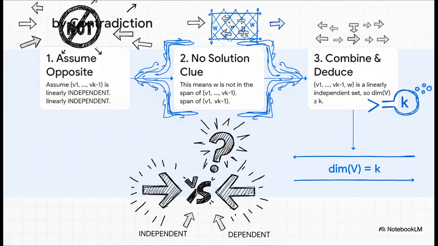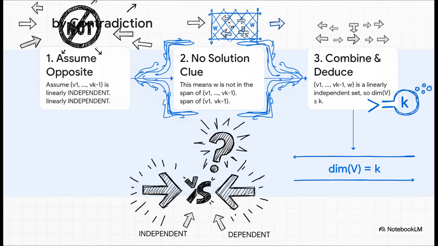Step 3, and this is a really key rule in linear algebra. When you take a linearly independent set and you add a new vector that's outside its span, the whole new, bigger set is also independent. This implies that the dimension of our entire space has to be at least k. Now, step 4. Wait a minute. We were told at the very beginning that our original set of k vectors spans the space, which means the dimension can be at most k. So how can the dimension be both at least k and at most k at the same time? Well, the only way is for it to be exactly k.